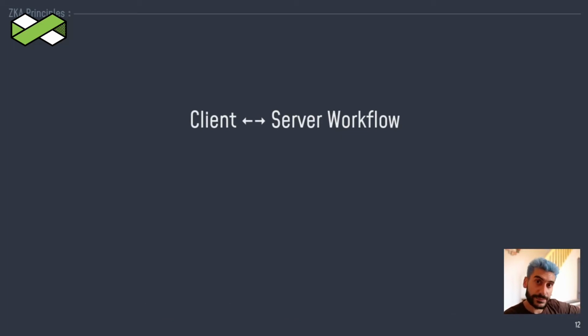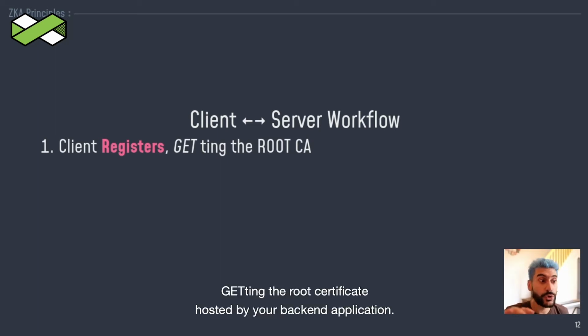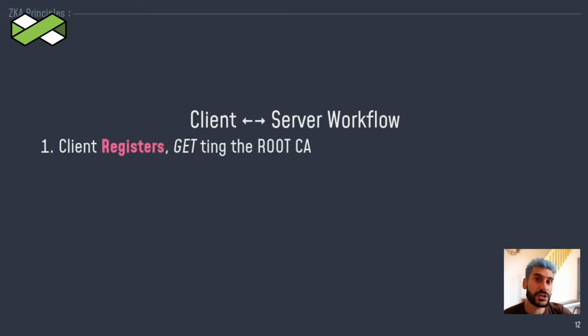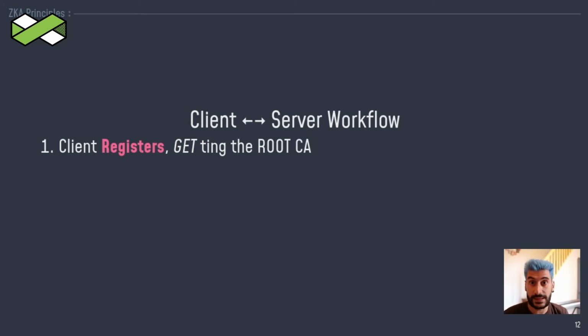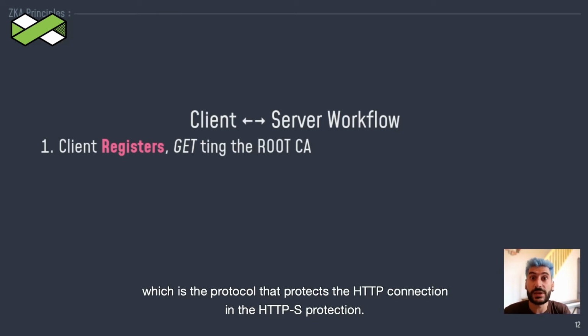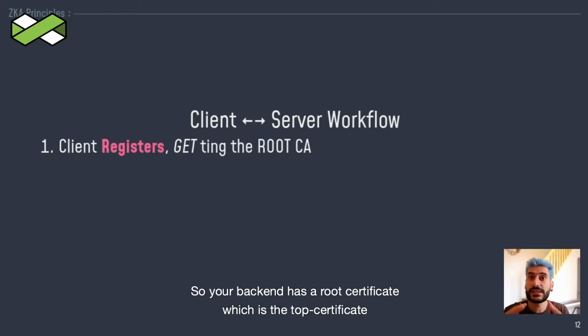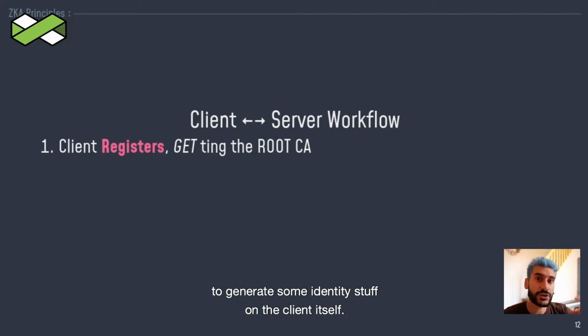All the rest is on the client side. So from the backend point of view, the client-server workflow is this one. First, a new client will register on the backend, getting the root certificate hosted by your backend application. This is the top certificate in the kind of pyramid of authentication and validation between different organizations and different users inside those organizations. This is exactly the same protocol that is used by TLS, which is the protocol that protects the HTTP connection in the HTTPS protection. So your backend has a root certificate, which is the top certificate, and when a new client registers, then your client will get this certificate to generate some kind of identity on the client side.